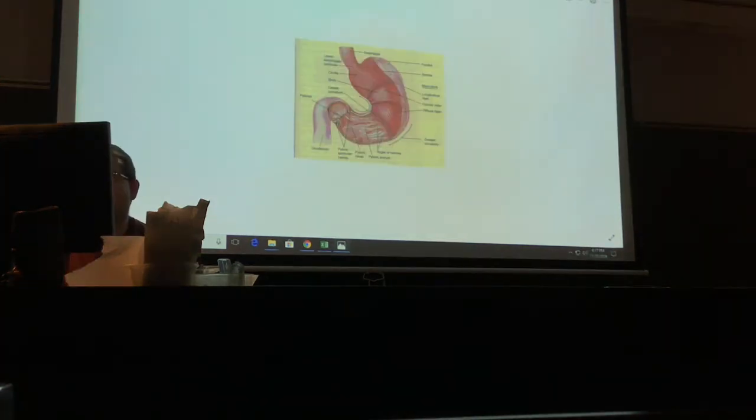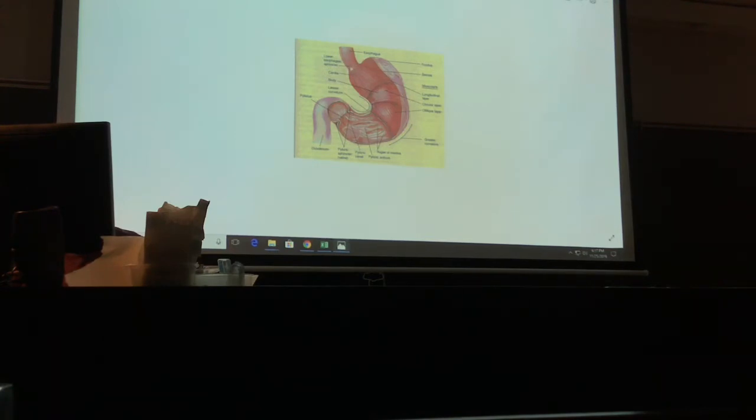Let's take a quick look at the stomach. There are four parts of the stomach. When we look at the gross anatomy, that's kind of what we see on this slide here. We have this area coming in that's called the cardia. And the cardia is not an exact dividing line, but just this general area around the cardiac valve that's here.